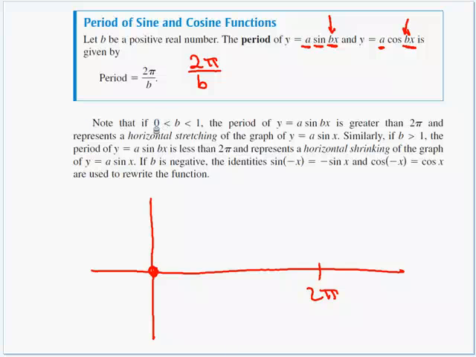It says, note that if b is between 0 and 1, the period is greater than 2 pi. It's going to take more than 2 pi radians to get our full cycle. It's a horizontal stretching. Similarly, if b is greater than 1, the period is less than 2 pi. We're used to doing one full cycle in 2 pi. Well, if we increase that number, we might have a full cycle in 1 pi. We might do a hill and a valley and get back to where we started in 1 pi instead of 2 pi radians. That's a horizontal shrinking of the graph.